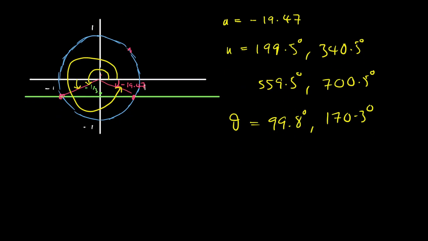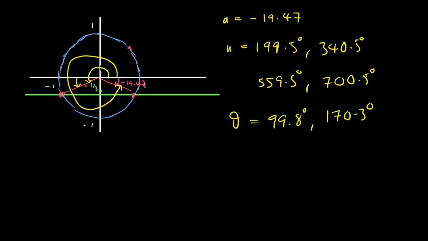Okay, 559.5 divided by 2 is 279.8. And then lastly, 700.5 divided by 2 is 350.3.